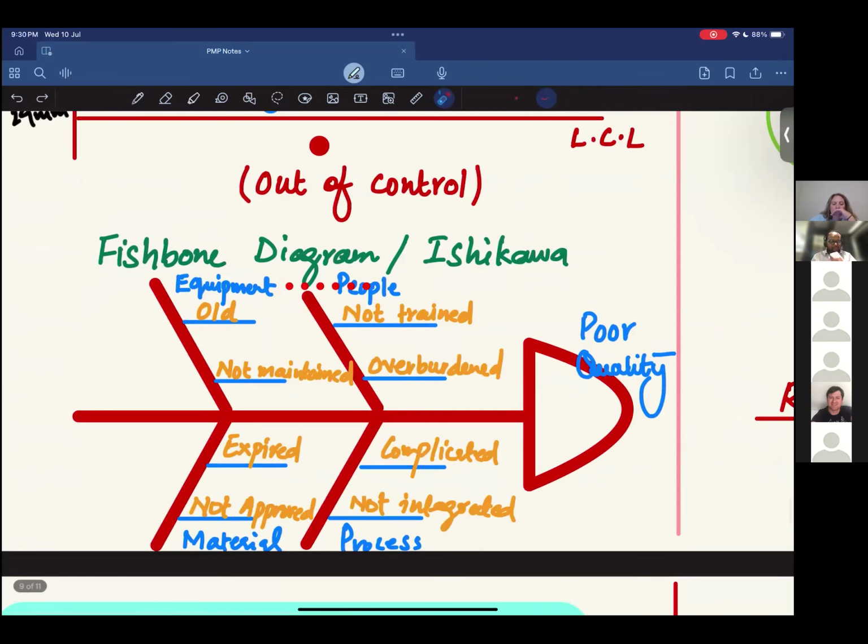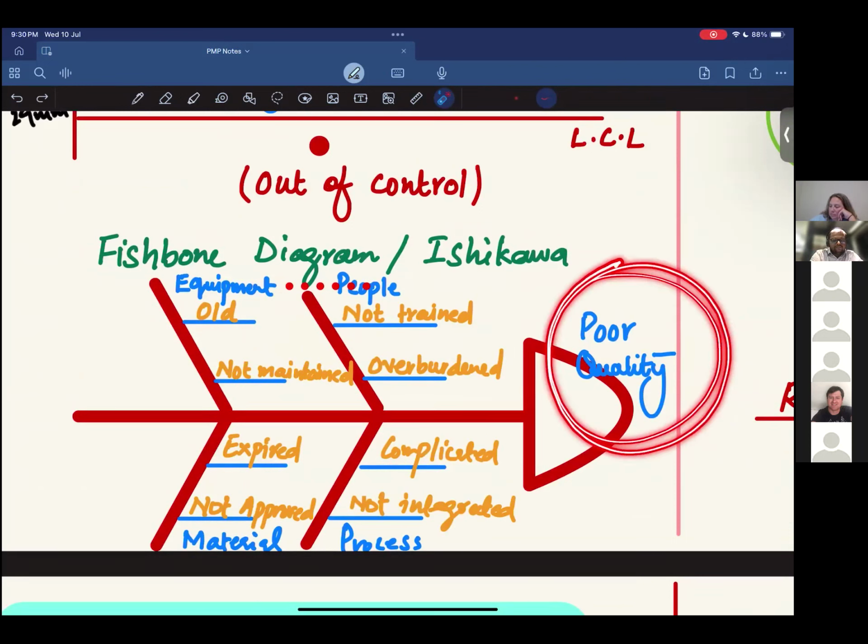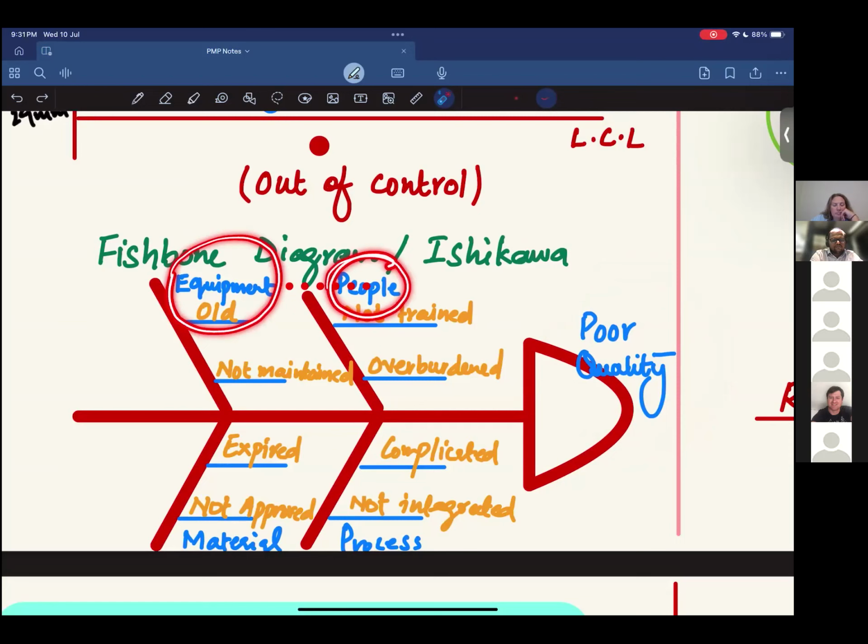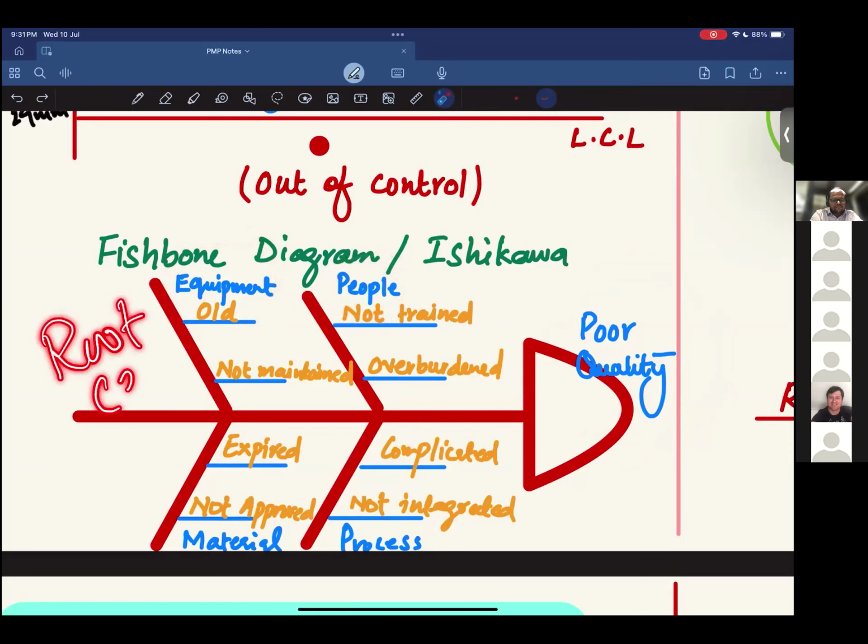Fishbone diagram is a root cause analysis, cause and effect diagram. You write the problem here, and then you investigate it by finding the root causes. So what's the root cause behind poor quality? It could be because of people, could be because of equipment. So you identify root causes. So it's not a bar chart. It's not a column chart. So this can't be the right answer.